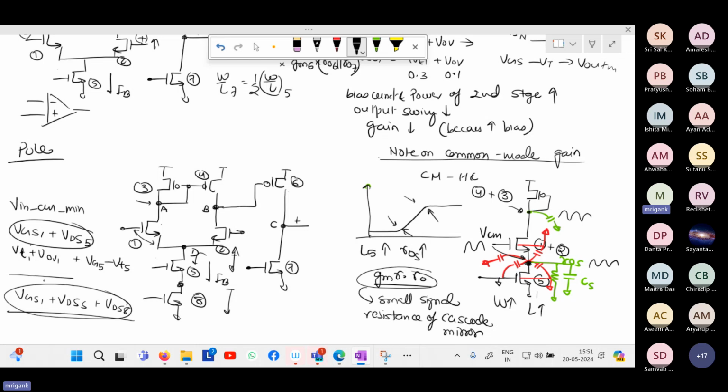Why is the common mode range important? Why is the input common mode range important? We are talking about differential signal. So why do we worry so much about common mode range?